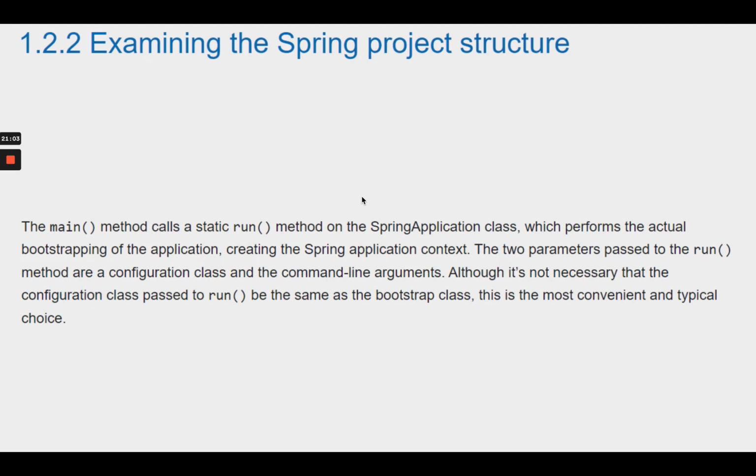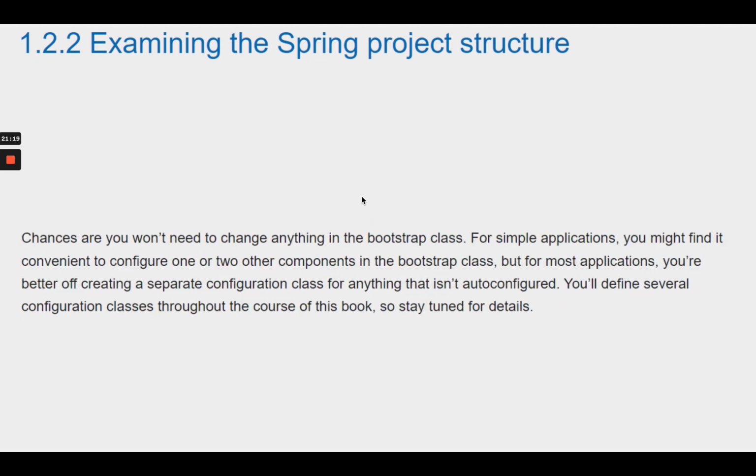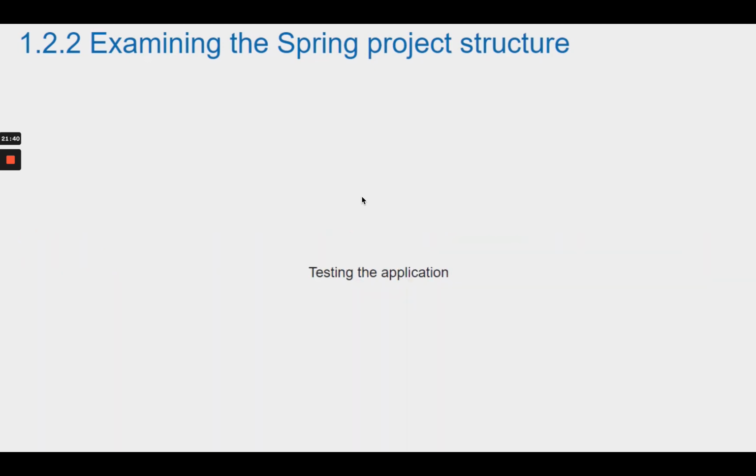The two parameters passed to the run method are a configuration class and the command line arguments. Although it's not necessary that the configuration class passed to run be the same as the bootstrap class, this is the most convenient and typical choice. Chances are you won't need to change anything in the bootstrap class. For simple applications, you might find it convenient to configure one or two other components in the bootstrap class. But for most applications, you're better off creating a separate configuration class for anything that isn't auto-configured. You'll define several configuration classes throughout the course of this book, so stay tuned for details.